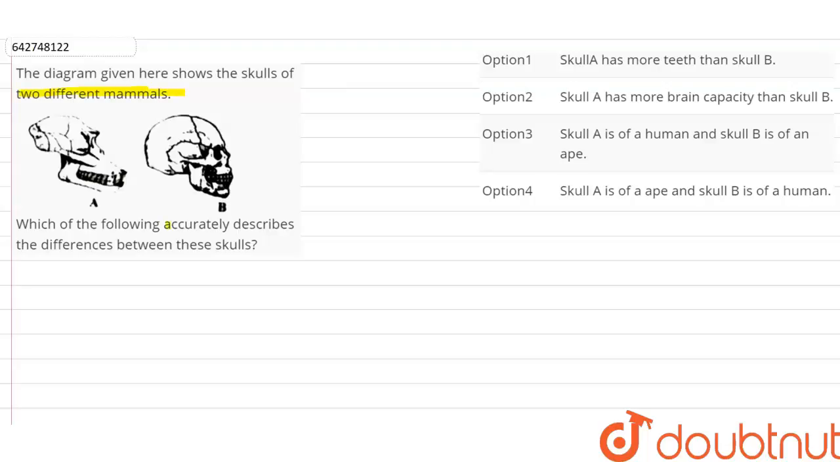In this question, they have given us the skulls of two different mammals. Now we have to accurately describe both of these skulls and the differences between them and select our correct answer from the given options. So these two figures give us an evidence for the evolution of man.